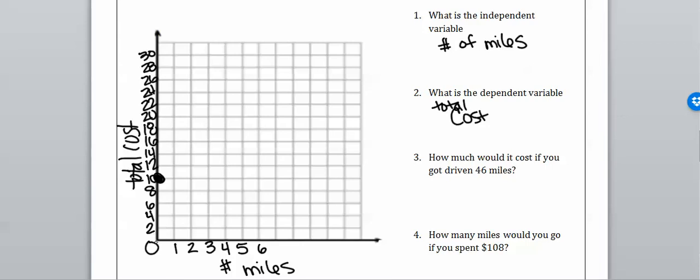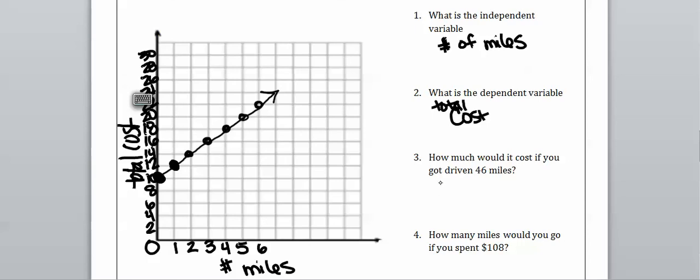Okay, so at no miles, we're going 10, but at 1 mile, we're going 12. 2 was 14. 3 was 16. 4 is 18. 5 is 20, and 6 is 22, because if I keep going on, it's going up at a constant rate. And of course you would use a straight edge and make an arrow.